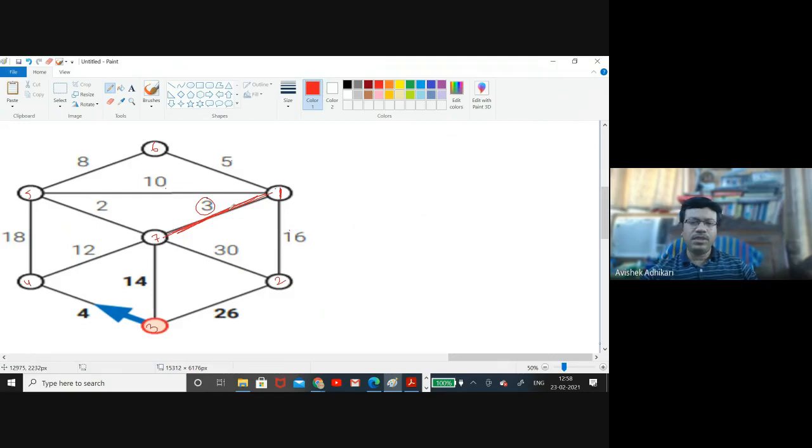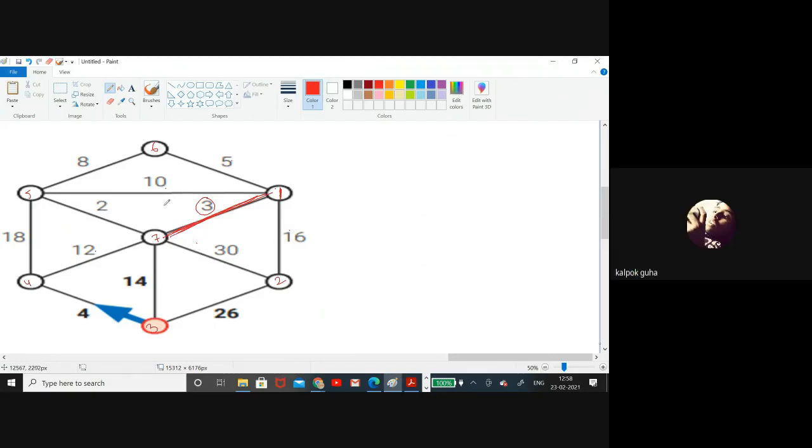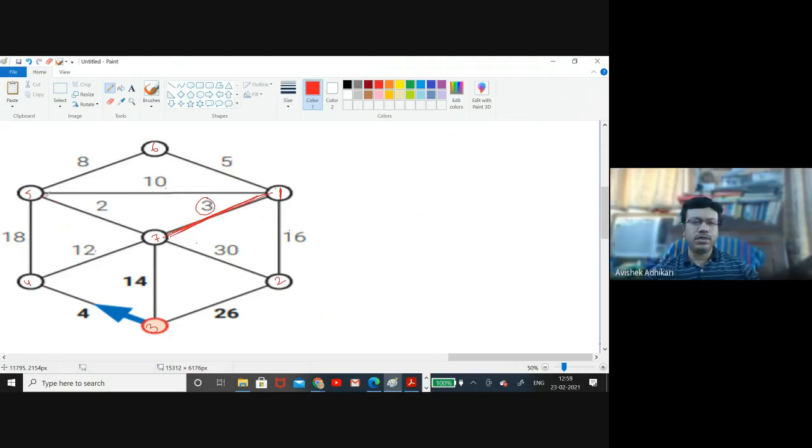Now from here, where should I go? The extra things we need to consider here are 2, 12, 14, 30, and all the remaining things. What should be my next option? Sir, 5 by 2. By 2, yes.